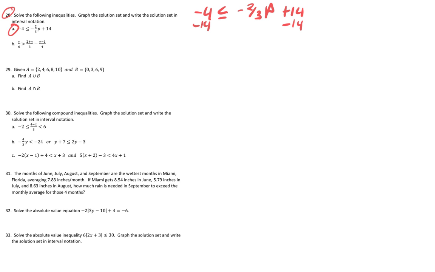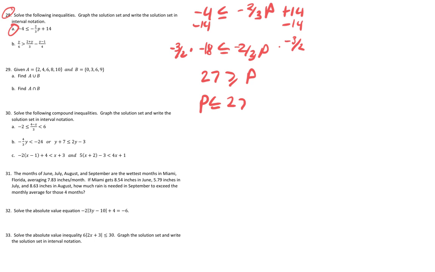Minus 14 from both sides, we get negative 18 less than or equal to negative 2/3 p. Now we're going to multiply both sides by negative 3/2. And this is the special thing about inequalities. Whenever we multiply or divide by a negative number, we're going to have to switch the sign. So this will be a positive 27 here. Switch the sign to greater than or equal to p. And then we could also write this as p less than or equal to 27.